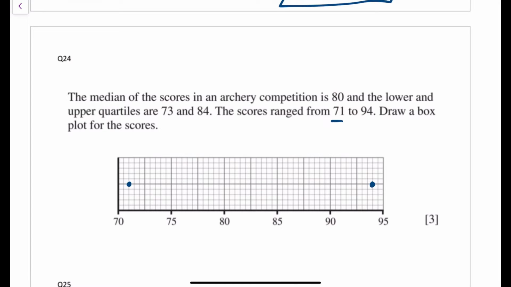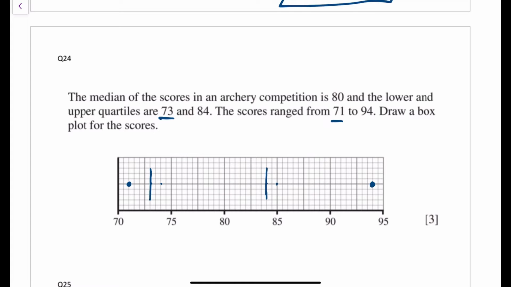Your lower quartile is 73, so you're going to do a vertical line. I'm going to do mine 6 wee small boxes high. So that would be 74, that would be 73, and I'll do 3 up from there and 3 down from there. And 84 is the upper quartile, so 84, there's 85, so 84 is going to be here. Again, I'll go 3 up and 3 down.